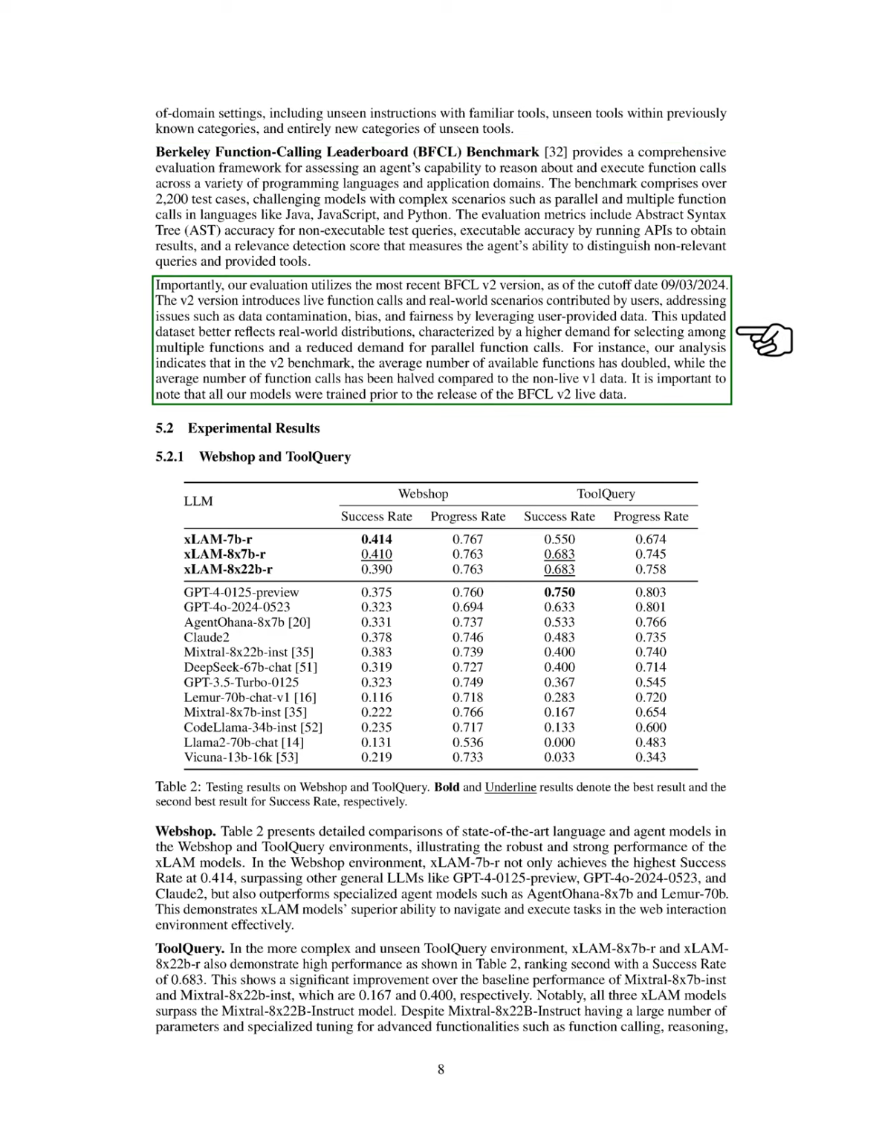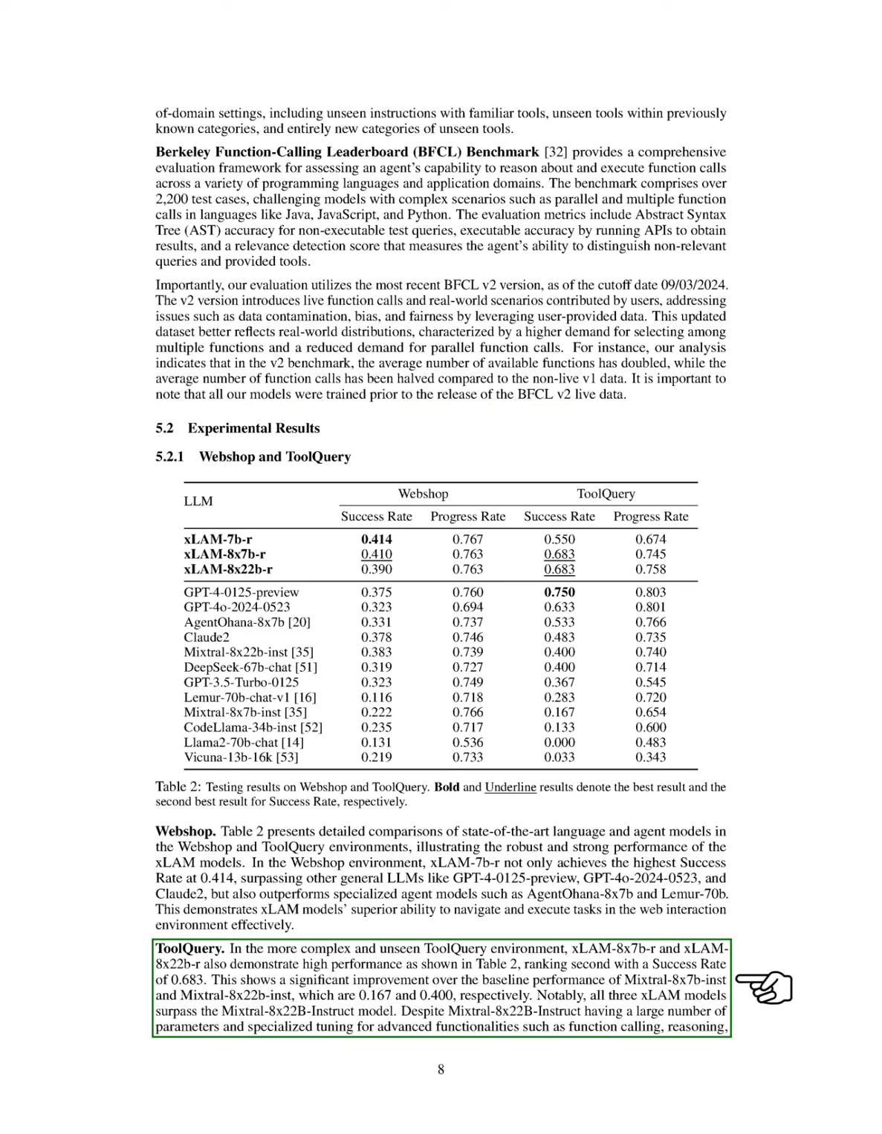We utilize the latest BFCL v2 version, which includes live function calls and real-world scenarios contributed by users. This version addresses issues like data contamination and bias, reflecting real-world distributions more accurately. Notably, our models were trained before the release of this live data.